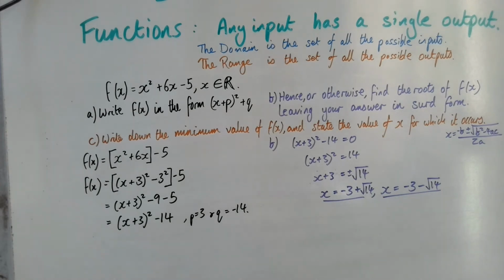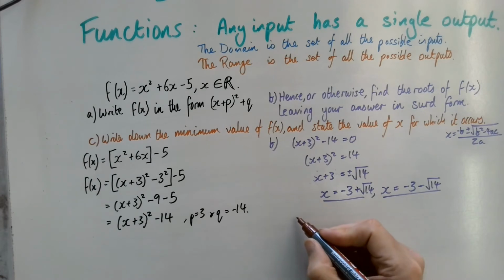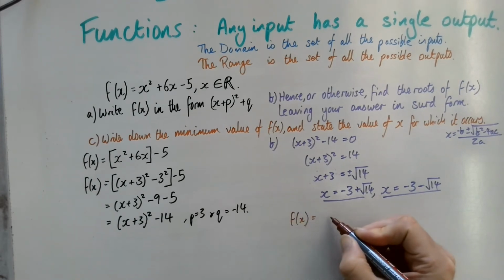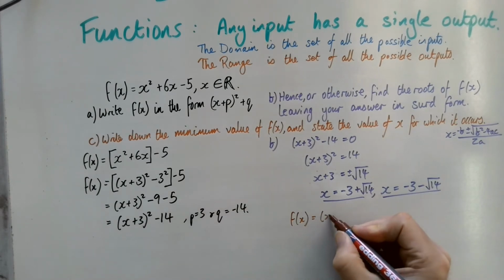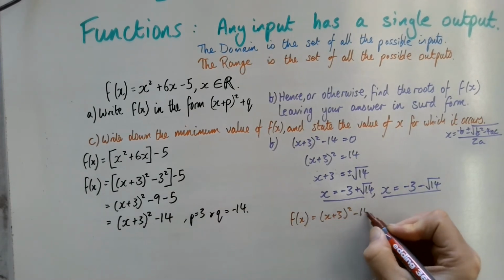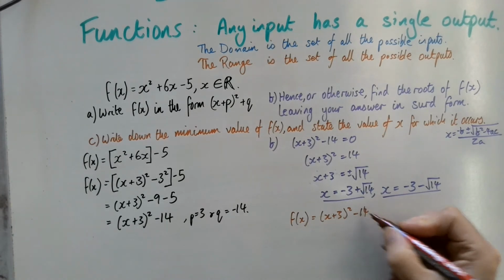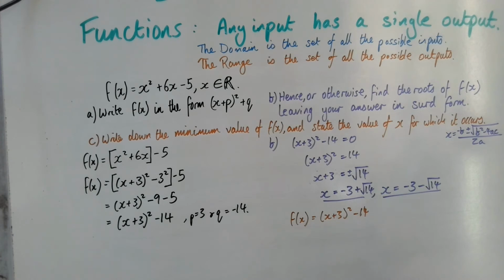Right, the final thing. Write down the minimum value of the function and state the value for which it occurs. So that means the smallest number you can possibly have out of that, which is going to be using this again. So the function is equal to (x + 3) squared take 14. This is a bit like saying what's the x value of the bottom of the curve? What's the smallest thing you could have? And it's what you have when the bracket equals 0.